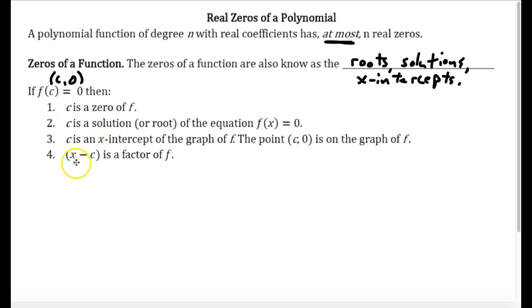But this last point is a little bit different, but this is a very important idea. If (c, 0) is on the graph, or c is a solution, then the factor x minus c is a part of the polynomial. For example, if I know that I've got a quadratic with zeros of -2 and 4, then I know that the factor x minus -2, which would be the same as x plus 2, is part of my polynomial, as is x minus 4. All right? And we'll look at that a lot more in just a second.